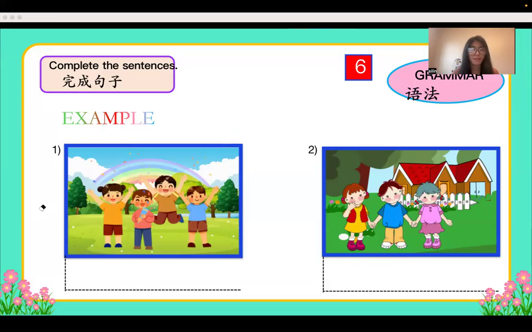If you don't understand, you can always pause the video and learn on your own. 我有10个好朋友。 That's just the example. I have 10 good friends.